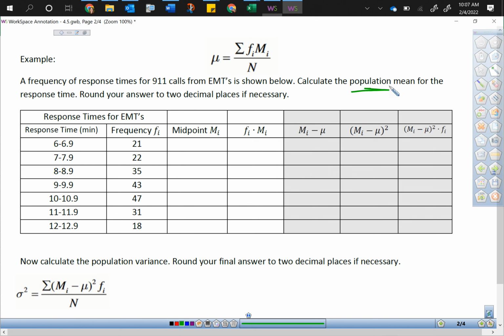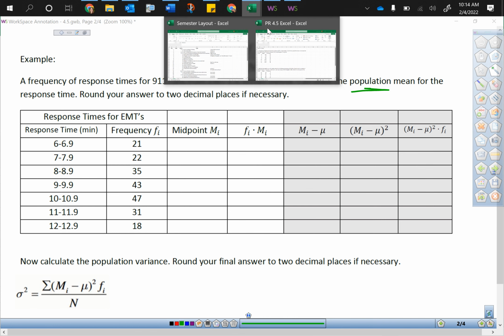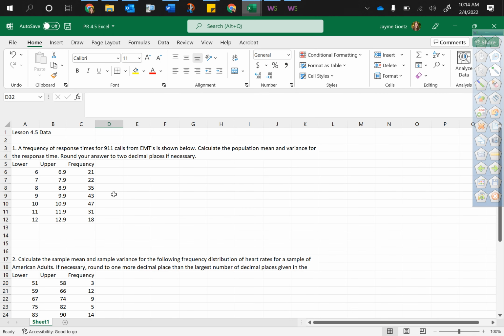So it says response times for EMTs. The response time in minutes, from 6 to 6.9 minutes, the frequency was 21. So they had 21 calls that their response time was in the 6-minute mark, okay? They had 22 calls that their response time was in the 7-minute mark. Does that make sense? So here is the table that we are going to end up filling out. So what I would like you to do is go to your Excel sheet, because we are not going to do this by hand, okay? And notice on your Excel sheet, I split things up.